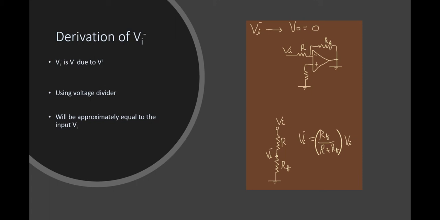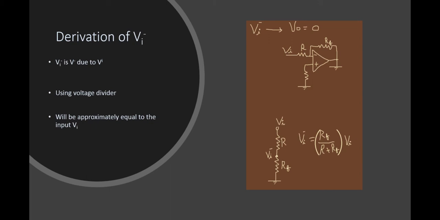So this now simply becomes a voltage divider problem. We simply have Vi, and then we have a connection between Vi and ground through a series combination of R and RF. So R and RF are simply in series, and using the simple voltage divider law we can find the expression for Vi minus, which is RF divided by RF plus R times Vi.